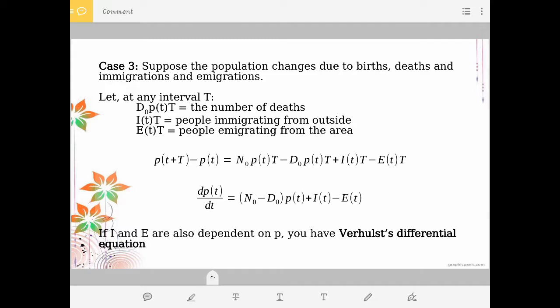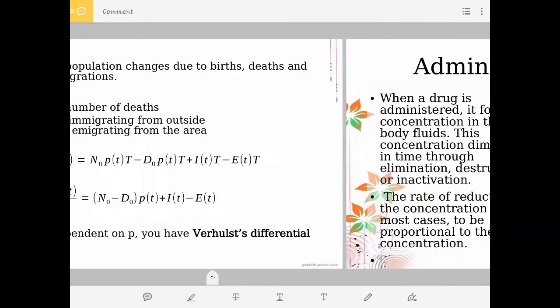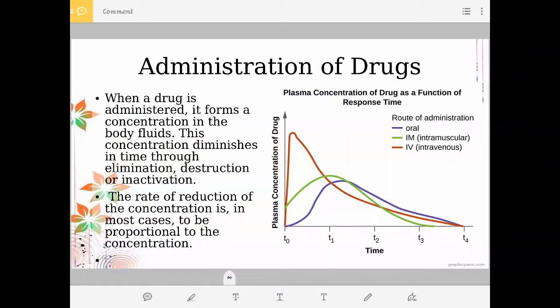So if we set I and E as dependent on the population as well, we will come up with what you call Verhulst's differential equation. Actually, this is a more complicated topic, but I'll just simplify it. Basically, if you want to read more, you can look up Verhulst's differential equation, but I won't be including it so much. Okay, that's for population dynamics.